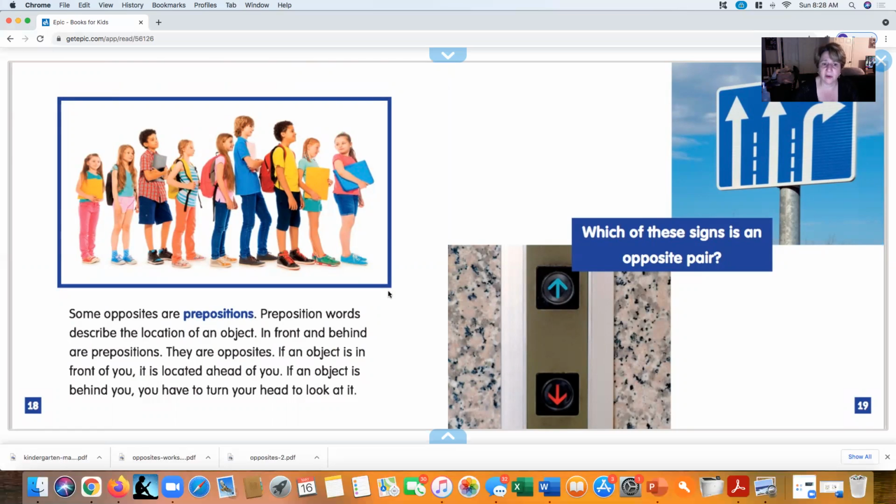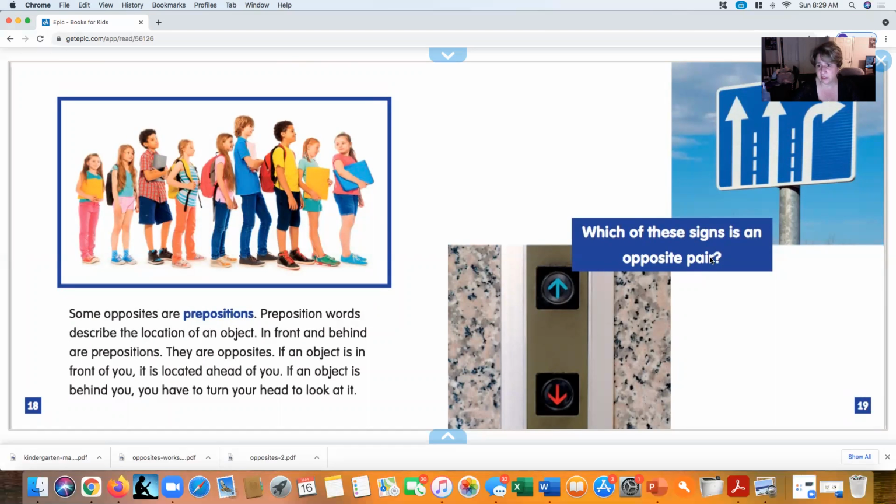Some opposites are preposition words. Those are words that describe where something is, the location of an object. In front and behind are prepositions. They are opposite. If an object is in front of you, it is located ahead of you. If an object is behind you, you have to turn your head to look at it.